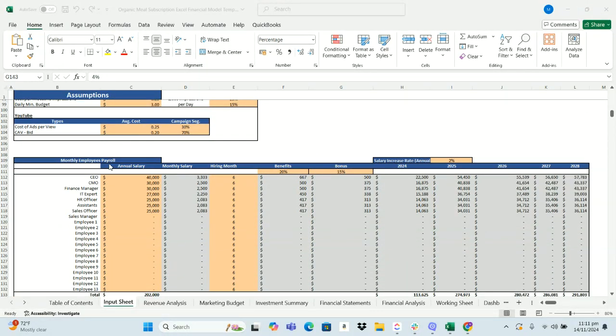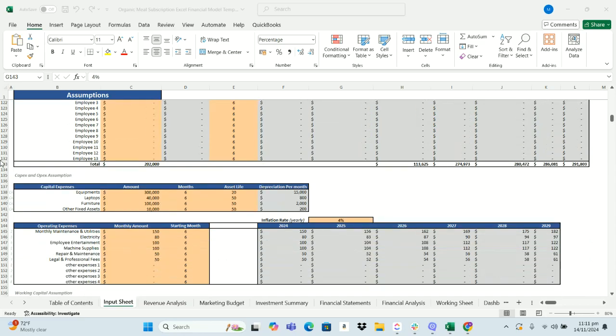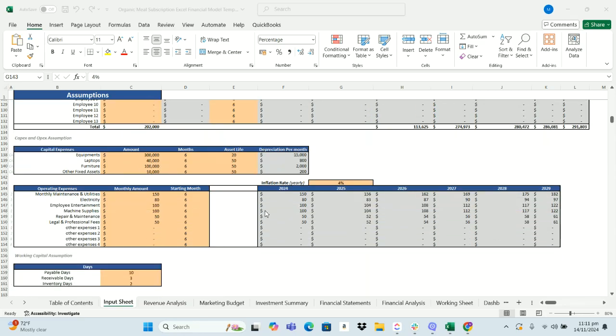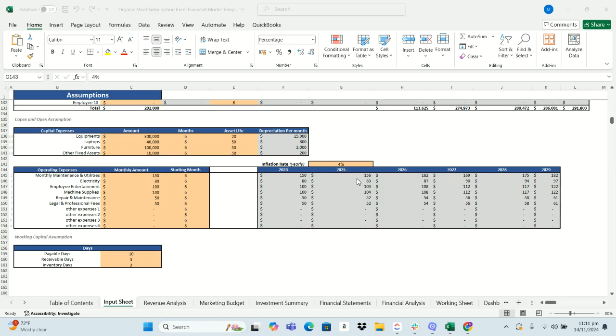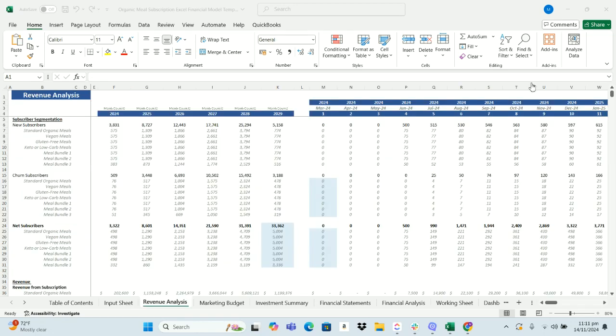Next, we have monthly employees payroll. Then we have capital and operating expenses, which are on the timeline of 5 years with an inflation rate of 4%. Then we have a working capital assumption.